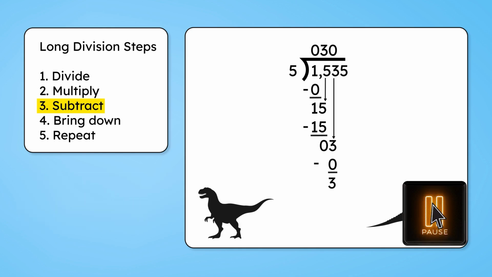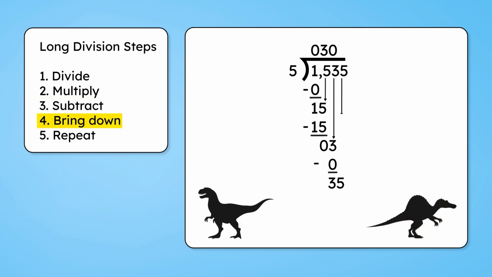3 minus 0 equals 3. Bring down the last digit of the dividend, 5. Repeat. How many times does 5 fit into 35? It fits 7 times. We record the 7 in the quotient. 7 times 5 equals 35. Then 35 minus 35 equals 0.